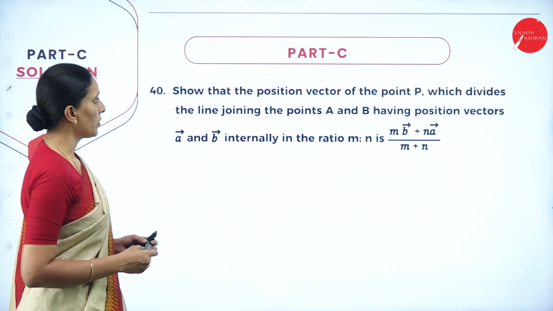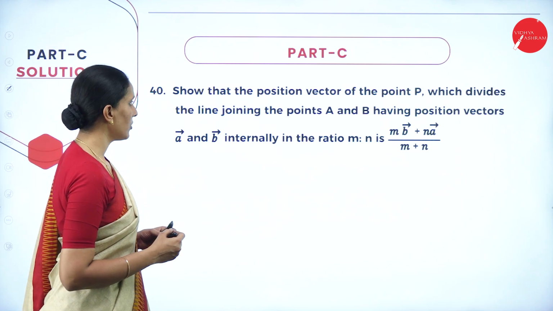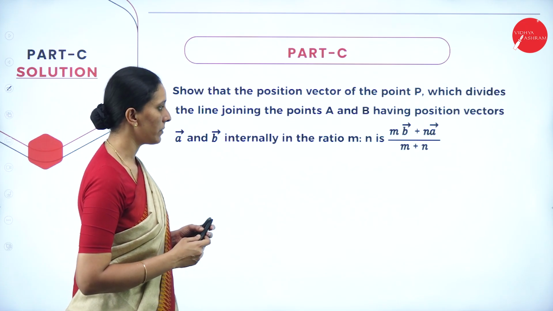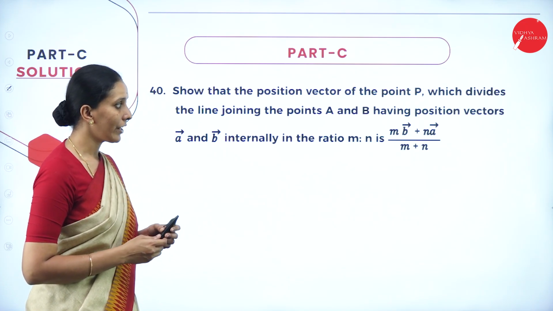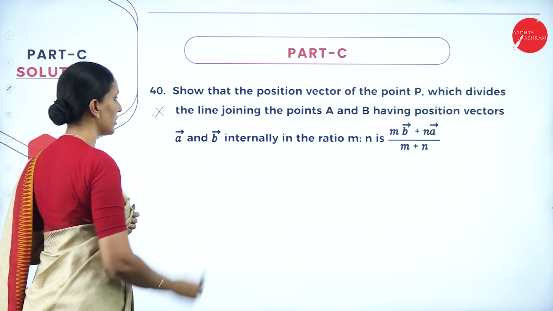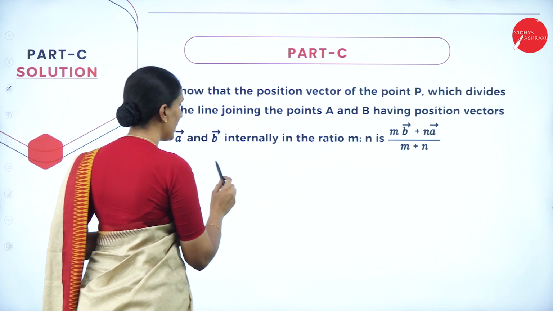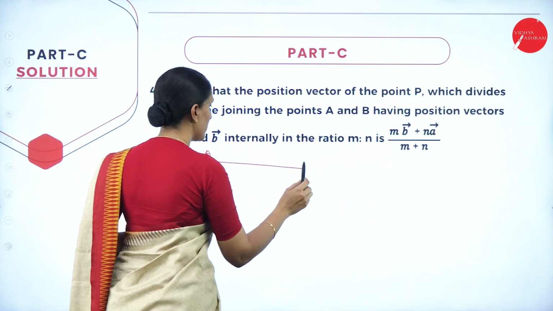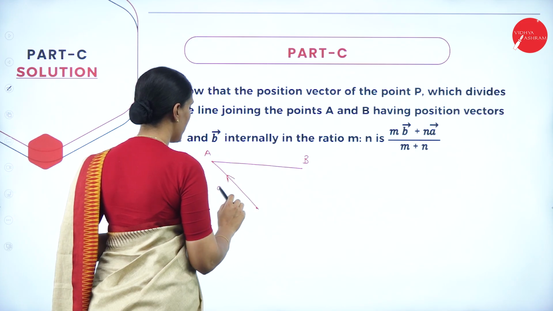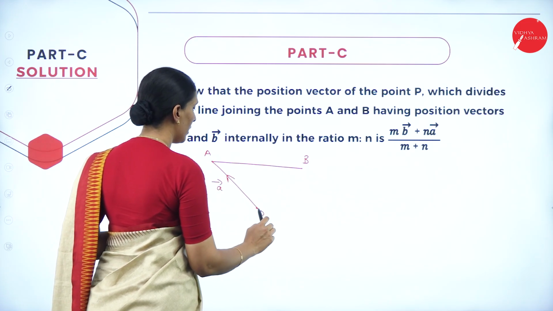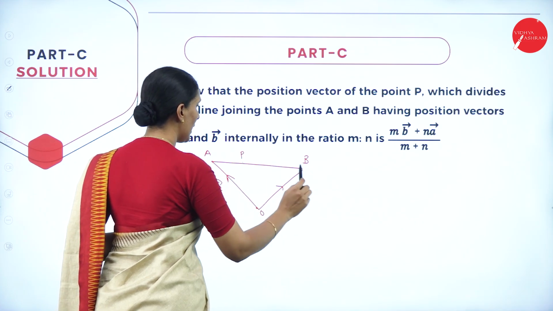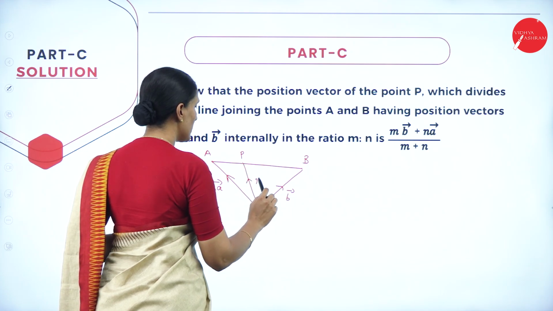Next question. Show that the position vector of the point P which divides the line joining AB having the position vectors vector A and vector B internally in the ratio m is to n is m vector b plus n vector a whole divided by m plus n. So this is a section formula, very important question. So let's draw a line AB, point A, point B. Let's take an origin O. Let vector A be OA and let vector B be OB. P be any point on the line segment AB whose position vector is R.